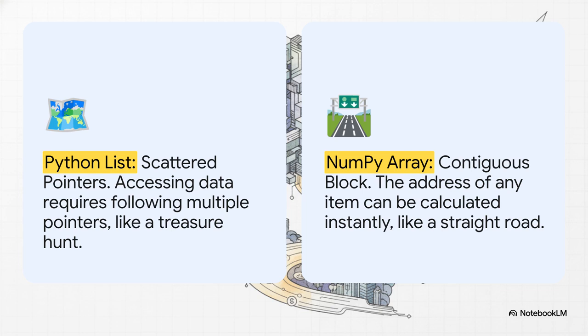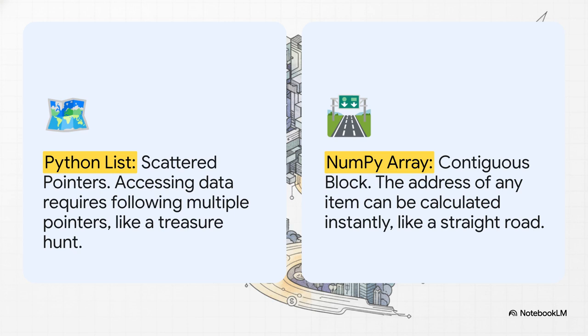A Python list is like a treasure hunt. Every item is stored somewhere else in memory, and the list just holds a series of clues or pointers telling you where to find the next one. To get through the list, your computer has to follow this winding path, chasing pointers for every single element. A NumPy array, though, is a perfectly straight road. Because everything is in one block, the computer can instantly calculate the exact address of any item.